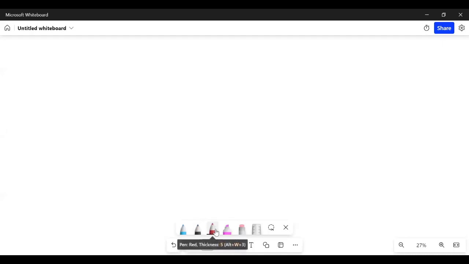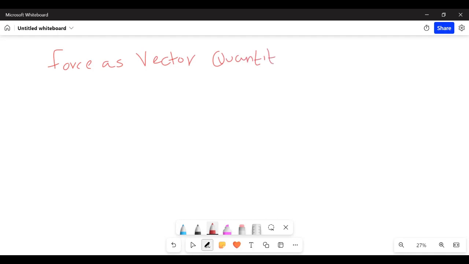Starting a new topic today: force as a vector quantity, and it's also known as resultant force in some texts. Resultant force. Let's discuss a little bit of theory behind this before starting the worksheet.